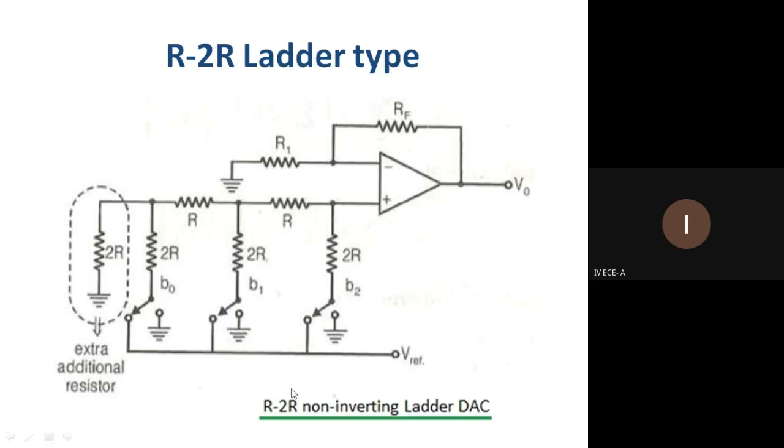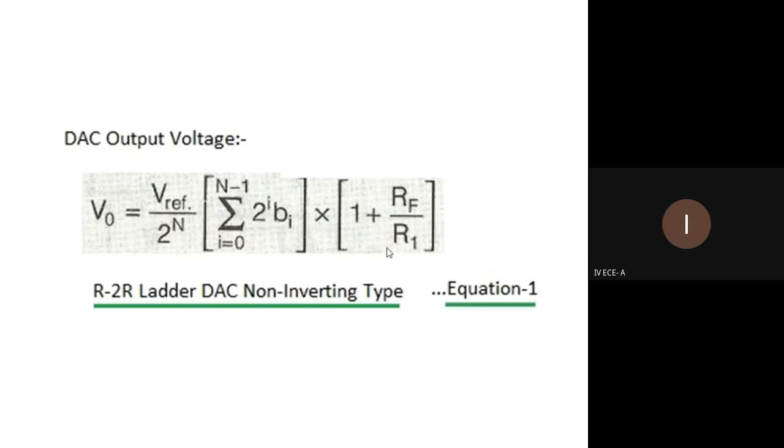Right. So this is the R2R non-inverting terminal. The input signal is connected to the non-inverting terminal, plus, of the operational amplifier. Right. So this is the output equation: VO is equal to V reference divided by 2 power n into summation of i is equal to 0 to n minus 1 of 2 power i into Bi, the number of bits, into 1 plus RF by R1. This is the output equation for the R2R ladder type.